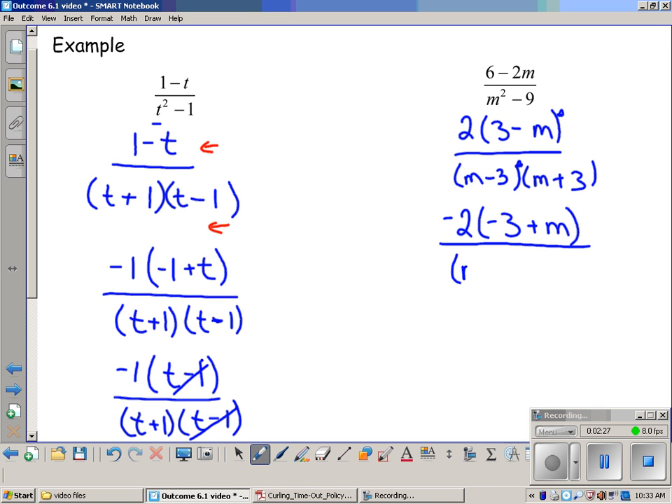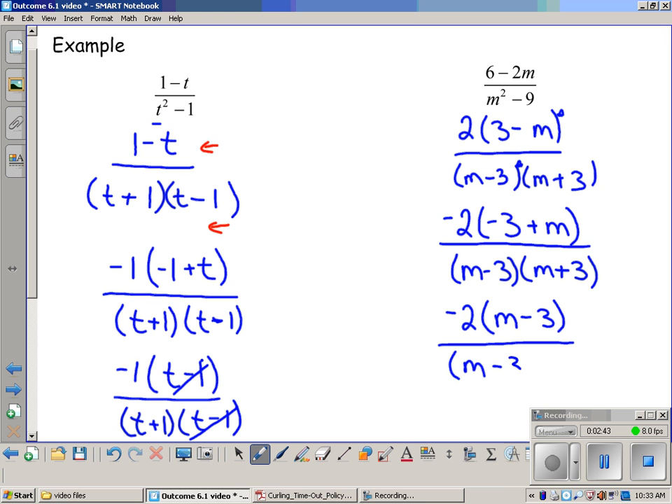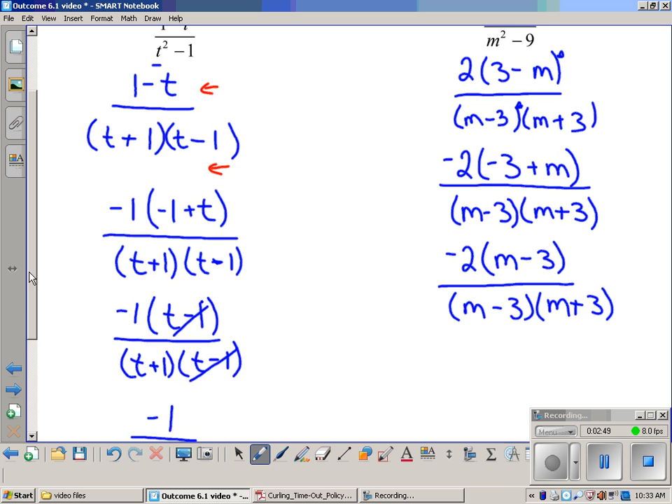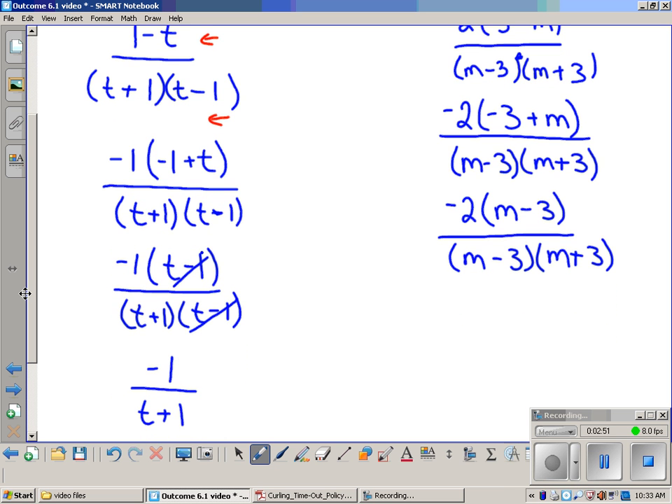Rewriting my denominator the same as it was in the step before. I can rearrange the order of the factors in the top, so -2 times m minus 3. I now have a common factor in the numerator and the denominator of m minus 3. So those two cancel, and I'm left with -2 in the top, and in the bottom, m plus 3.